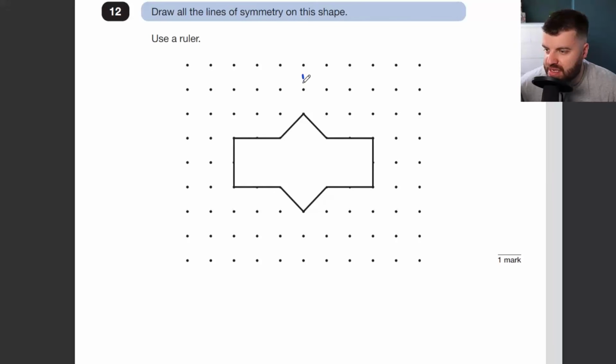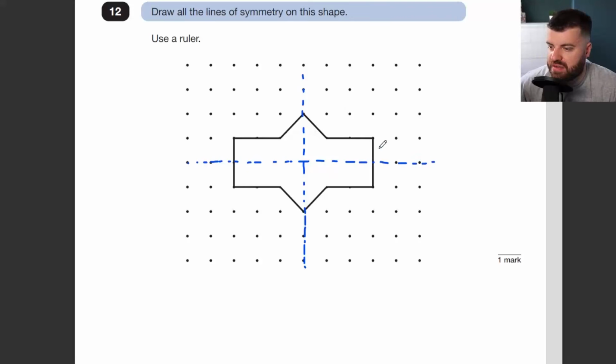Question 12. Draw all the lines of symmetry on this shape. Okay, so straight away I can see a vertical line of symmetry. A line of symmetry is a line where, if you were to fold across that line, the corners and the edges and the shape would fit perfectly on top of each other. There is one more line of symmetry here, and we have to use these dots as a reference to make sure we get it absolutely right.